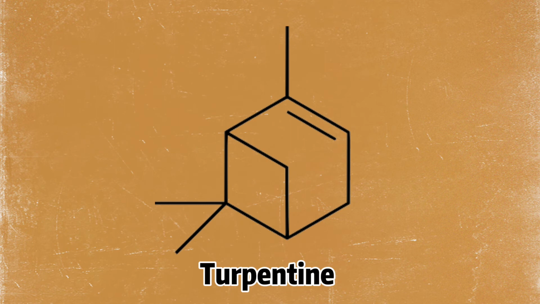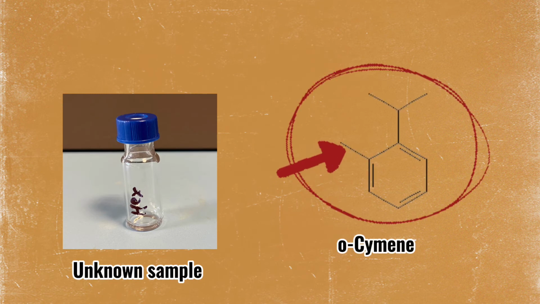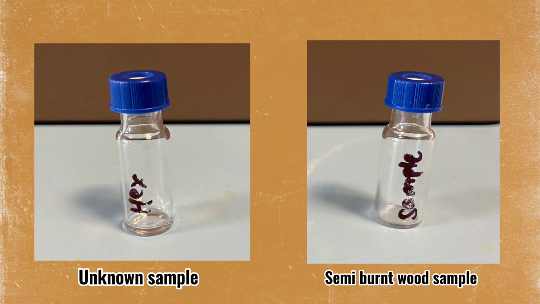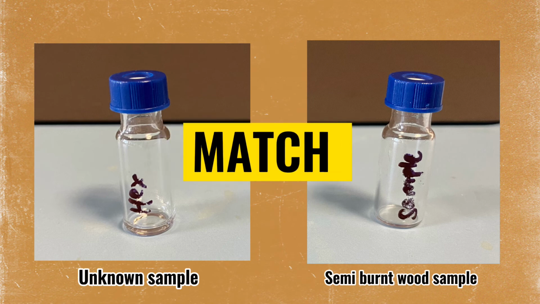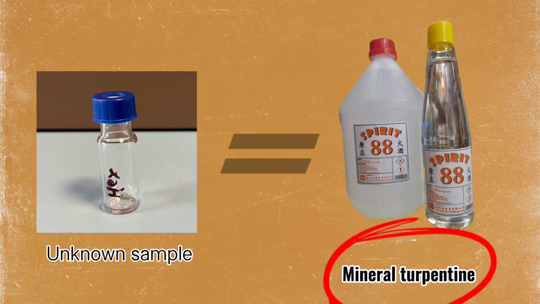Where turpentine contains a small quantity of aliphatic hydrocarbons, the unknown sample contains OCM as an indicator for the presence of turpentine oil. The results show the unknown accelerant found in the glass bottle and the semi-burned wood sample matched, as almost similar components are present. From FTIR analysis, we can deduce that the unknown sample is a petroleum-based product. For GCMS analysis, 6 major compounds were found in turpentine, and together with the OCM, we can conclude that the unknown sample is turpentine in this arson case.